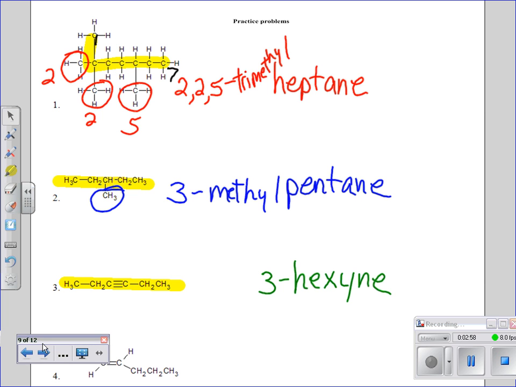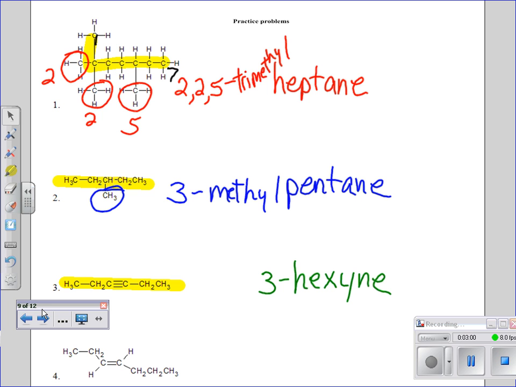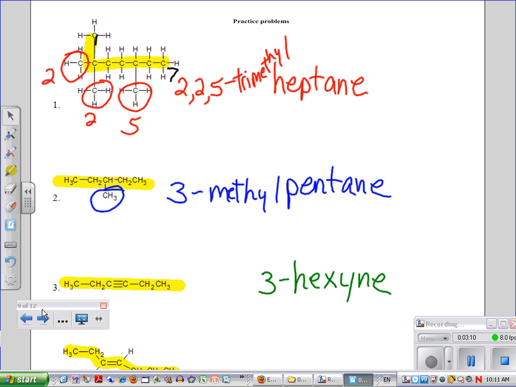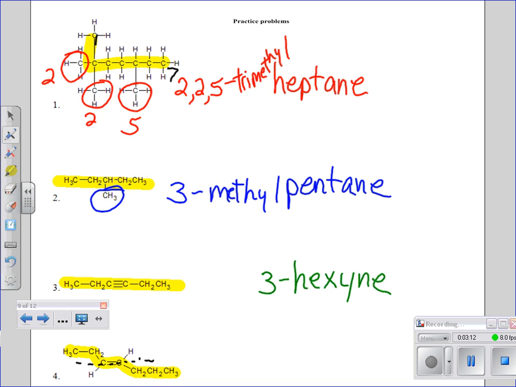And number 4. In this case, I'm going to go ahead and highlight my carbons. Notice they do this. Let's see if I can. There's my carbon bond, my double bond. So I've got some carbons up here, some carbons down there. When we count our carbons, we've got 3, 4, 5, 6, 7 of them. So that becomes hept. Hept what? Ene.